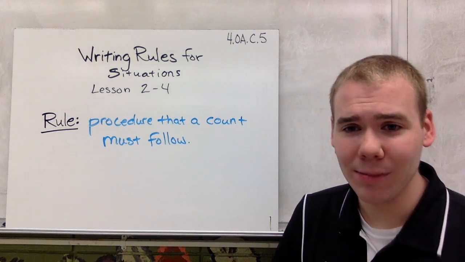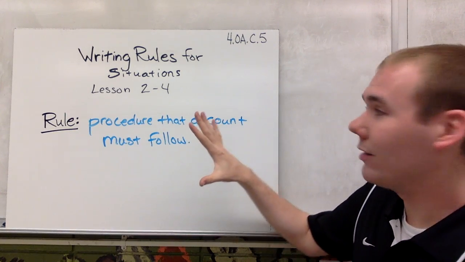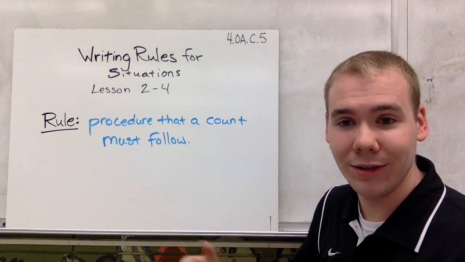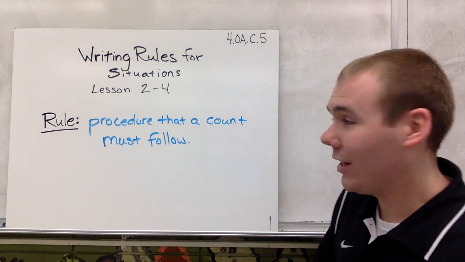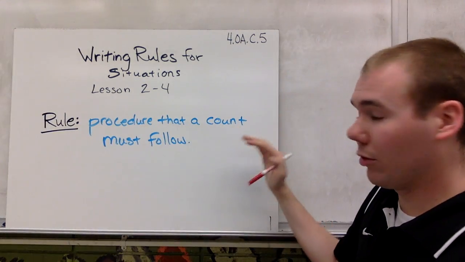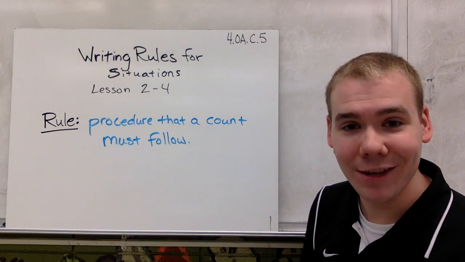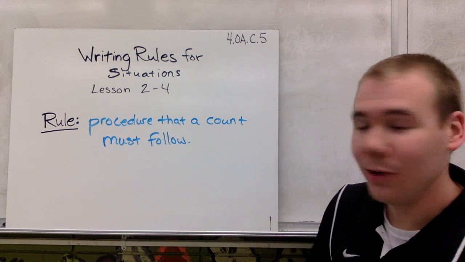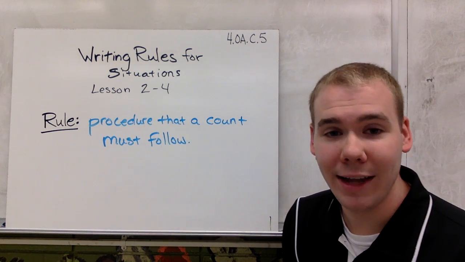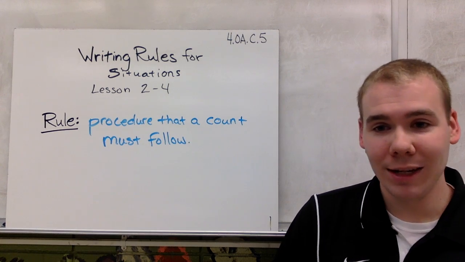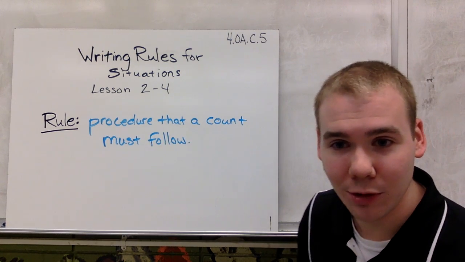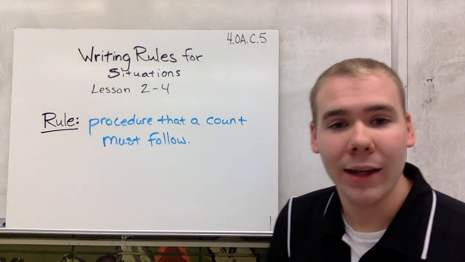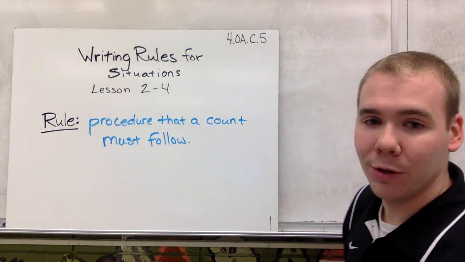Today we're going to be talking about something that builds on the previous lesson a little bit when it comes to making charts and finding rules. The focus is really going to be on the rules. And the first question I'm going to ask you is, what is a rule? A rule is a procedure that a count must follow. And by count, I mean any list of numbers that's counting forward or counting down. So it's a procedure that a count must follow.